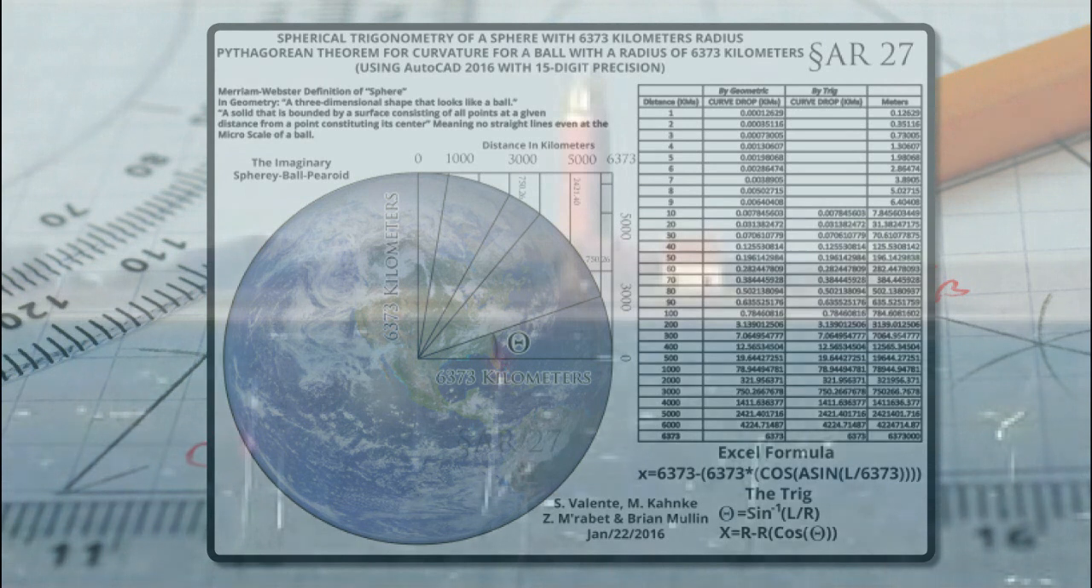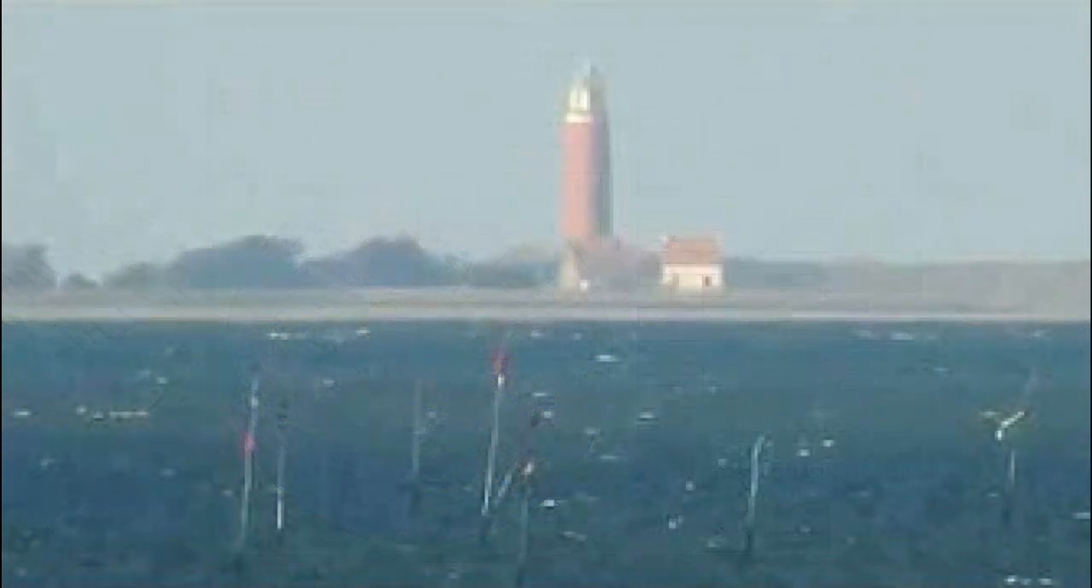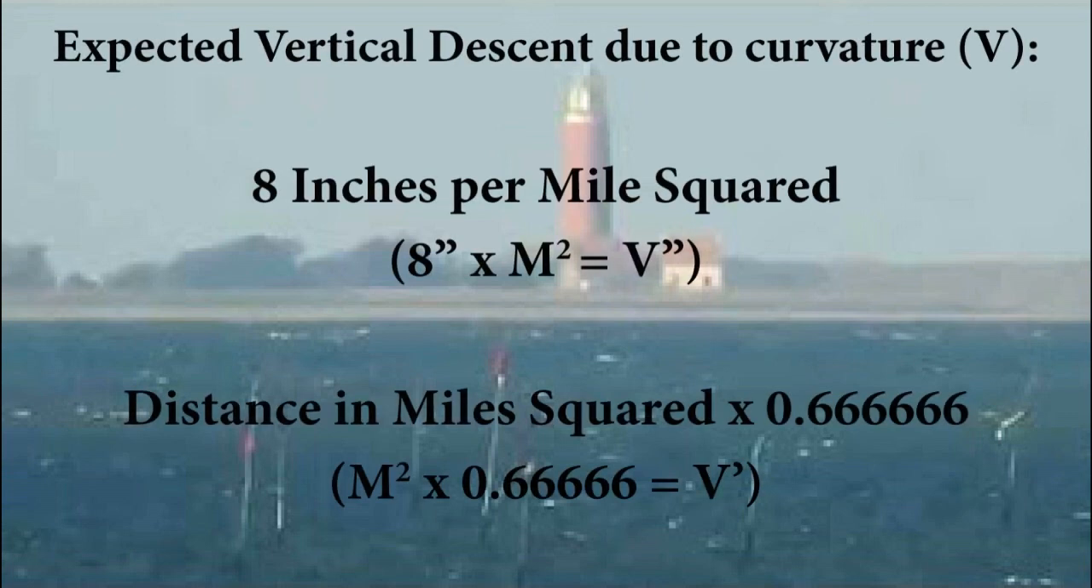So, over a given distance, we should expect the spheroid Earth to vertically descend a given amount based on the geometry of a ball with a radius of about 4,000 miles. Now, a great hip pocket equation that you can use is 8 inches per mile squared, or you can do the distance in miles squared by 0.666. Multiplying the miles squared by 0.666 renders the result in expected vertical descent due to curvature in feet, whereas 8 inches per mile squared renders the result in inches. So it's just a little bit easier to do miles squared times 0.666.